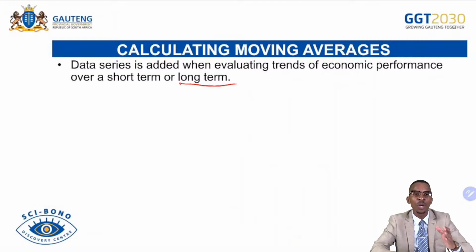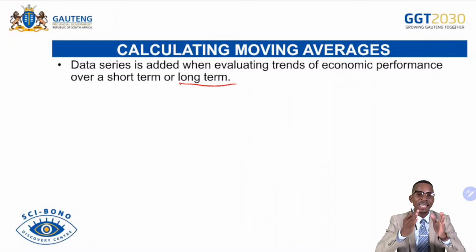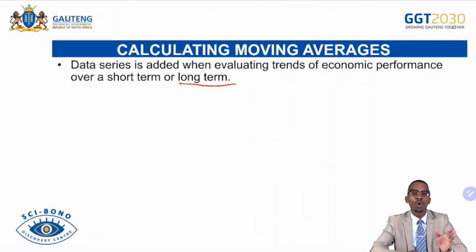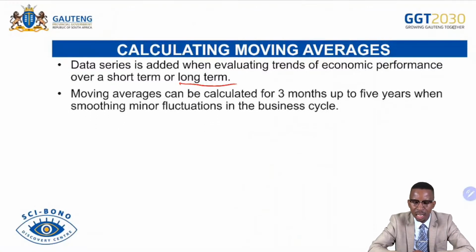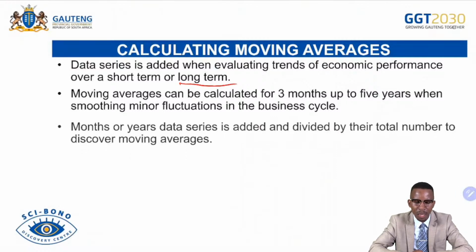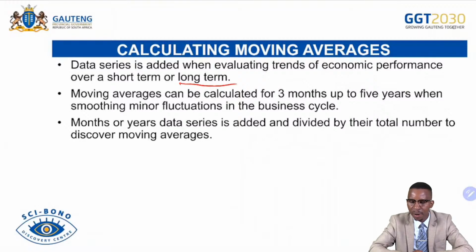There is no rigid way of asking the question. You ensure that you understand the question. If the question requires you to calculate moving averages for maybe 6 months, you add those 6 months together, all those variables, divided by 6. If it requires you to calculate for 3 years, you add those 3 years' variables divided by 3, and continue until you get all of your moving averages. Moving averages can be calculated for 3 months up to 5 years when smoothing minor fluctuations of the business cycle. Months or years of the data series are added and divided by their total number to discover moving averages.